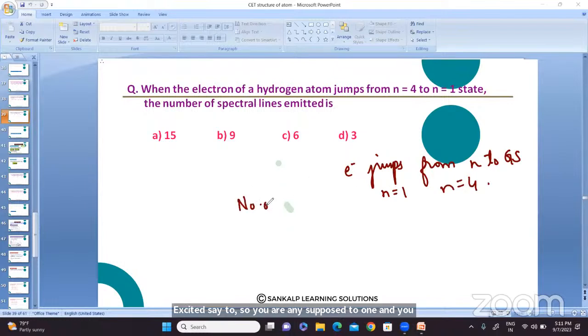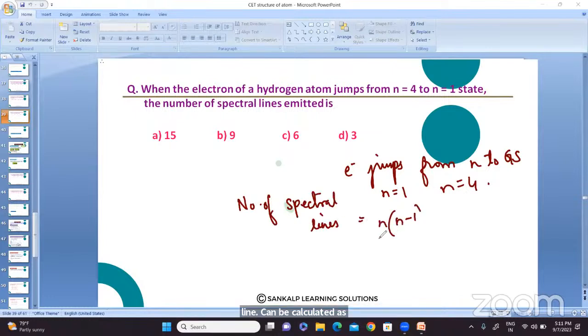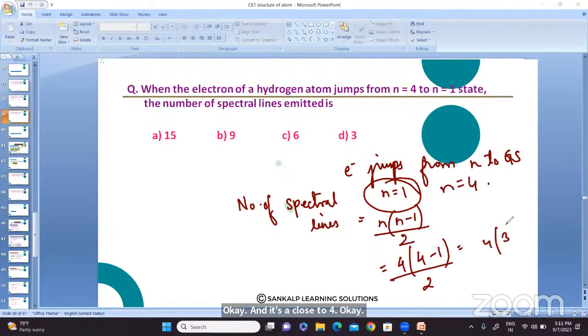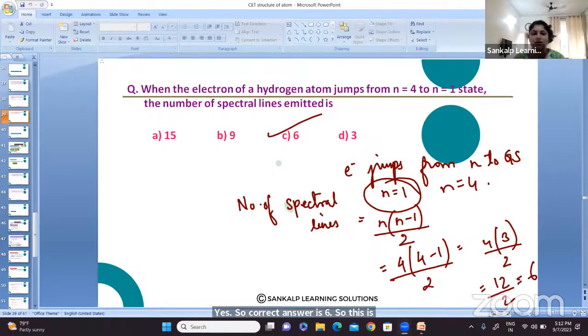The number of spectral lines can be calculated as n into n minus 1 by 2. Here n is 4, so 4 into 3 divided by 2, 12 by 2, which is equal to 6. So the correct answer is 6. This is the formula we are going to use for spectral lines.